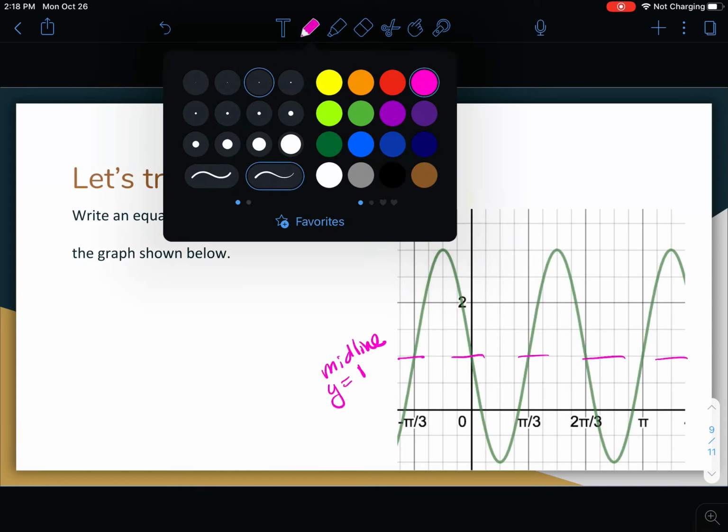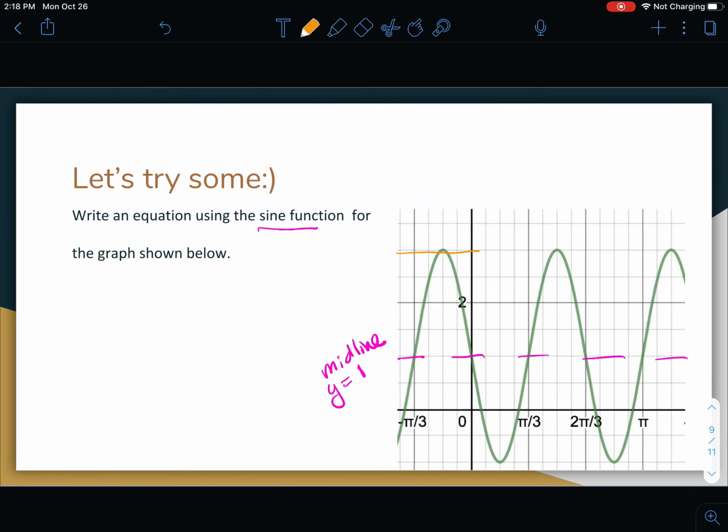Okay, now the next thing I'm going to think about is the amplitude. How high above the midline or how low below the midline is my graph going to produce outputs? It looks like we are going up a distance from the midline to the maximum of a total of 2. And the same thing from the midline down to the minimum. That would be exactly the same, and we would have 2 here as well. Okay, I'm going to get rid of that so my picture's not too crazy. All right, so now we can say that the amplitude is equal to 2.